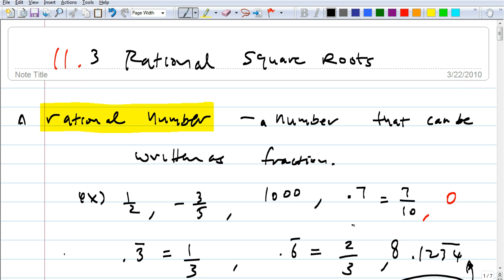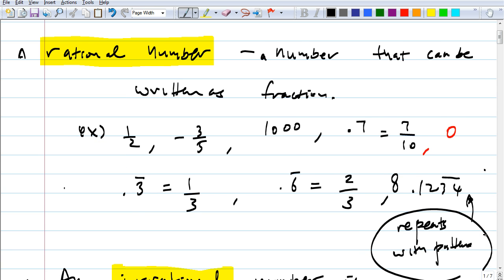What about 8.12343434 where the 34 repeats? Is that a rational number or irrational number? Could we write that as a fraction? Yeah, it's rational. It turns out if any of these decimals repeat, then you could write it as a fraction. Okay. Does that make sense? So if a number has decimal places and if it repeats, has a pattern, then it's a number that you could write as a fraction.